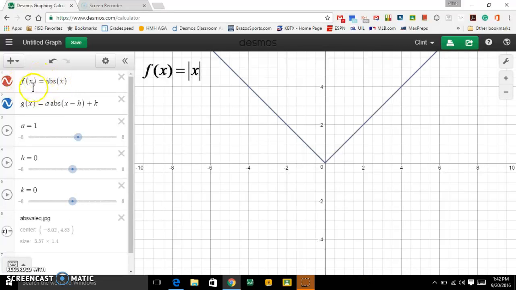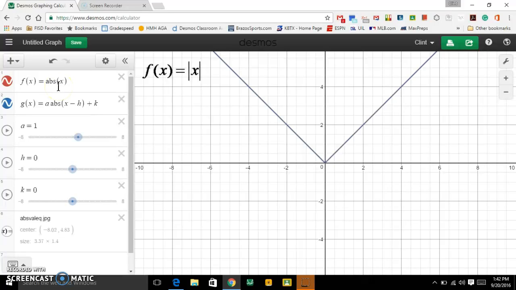When you type the equation into Desmos over here, there's no such thing as the bars. It doesn't allow you to do that. So what you have to do is type ABS, an abbreviation for absolute value. So this equation right here and this equation right here mean the exact same thing. It's just a different way of writing it in the Desmos language.